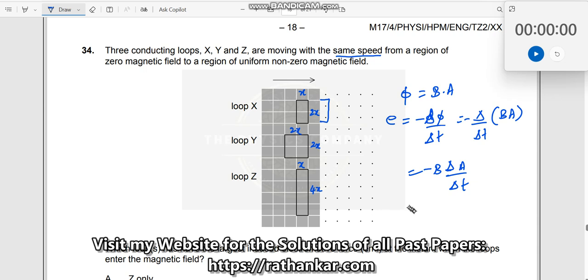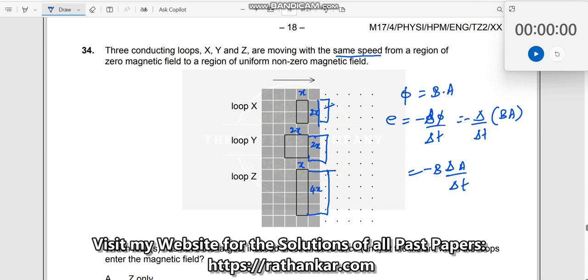I'll do one thing. I will just say, okay, this is the length over here. So when this loop enters here, this is the area that has been exposed. When this one enters here, you can say this is the area that has been exposed. And when this enters here, this is the area exposed over here, right? So therefore, what is the area here?